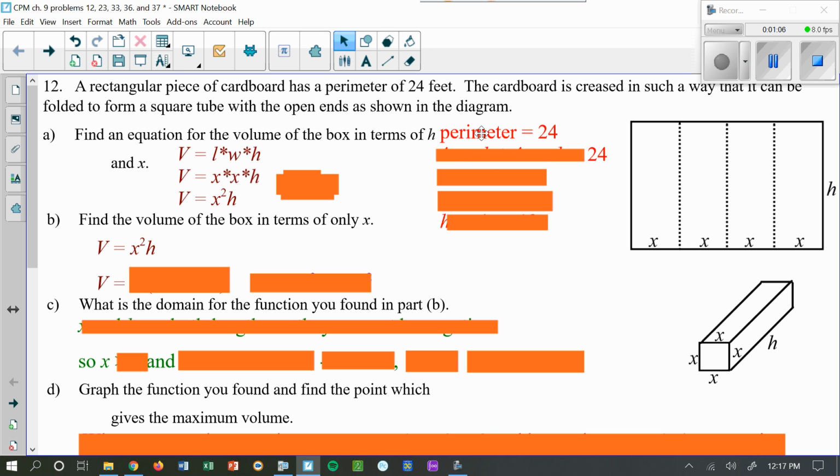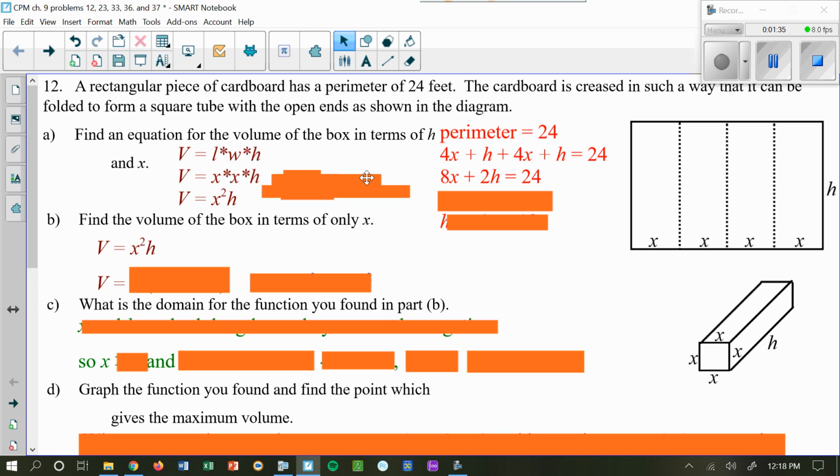Well, we know our perimeter is 24 of our cardboard. Our perimeter would be all the way around our rectangle. So we have 4 of the x's here, plus you'd have 4 more of the x's in the top. You have an h on the right and a second h on the left. So you get 4x on the bottom, h on the right, 4x coming back on top, and h on the left. So we get a total of this.